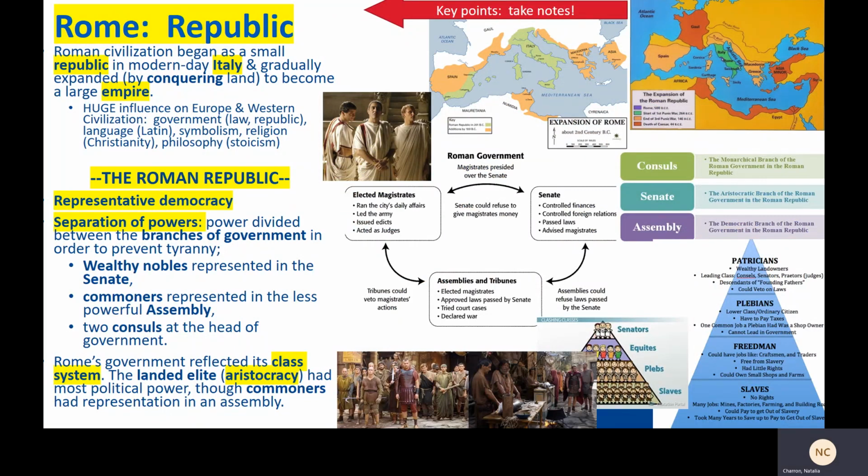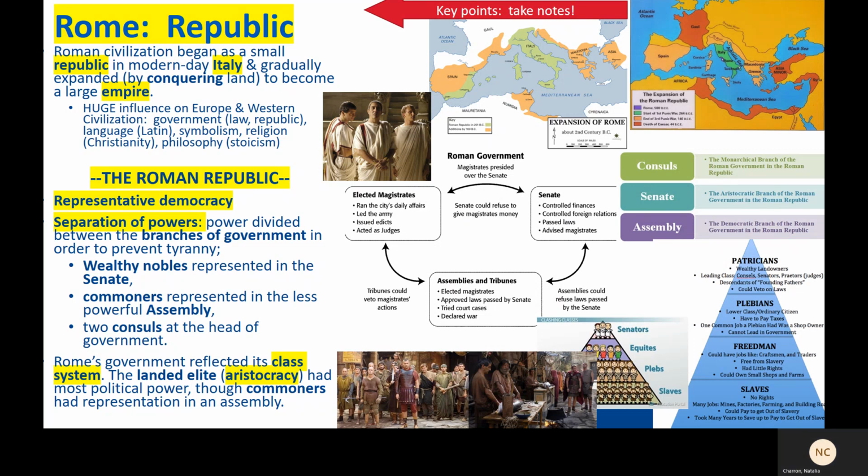So what you need to retain from today more than anything else is that Roman civilization began as a small republic in modern-day Italy and gradually expanded by conquering land to become a really large empire. And this empire had a huge influence on Europe and on Western civilization generally in terms of government. Not just the republican form of government, but also Roman law was incredibly influential. Language: every language derived from Latin, like French, Spanish, Italian. Symbolism: our symbols for our republic are kind of stolen from Rome's, and once you start looking for it, you'll see it. Watch out for eagles.